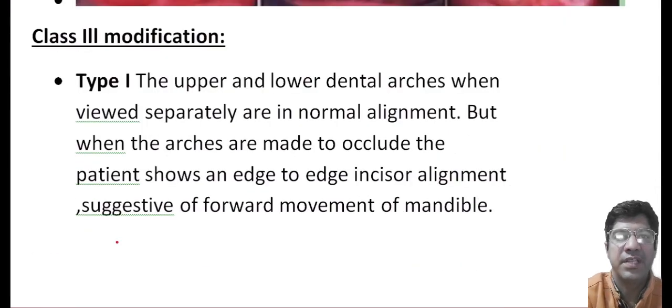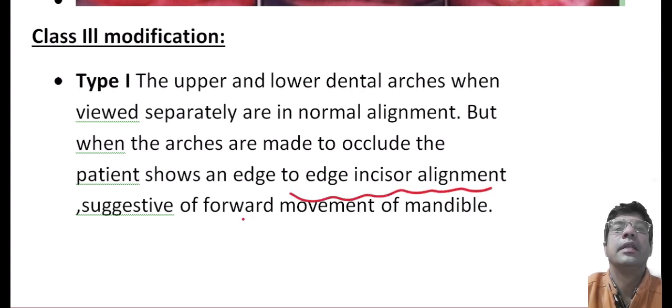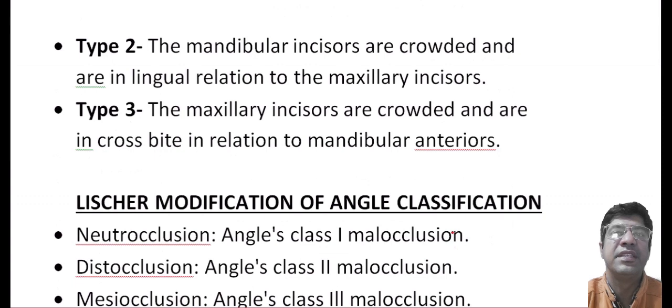The Class 3 malocclusion, he divided into three types. Type 1: when the upper and lower dentition, viewed separately, are in normal alignment, but when the arches are made to occlude, the patient shows edge to edge incisor alignment. That would be due to the forward movement of the mandible. Type 2: when the mandibular incisors are crowded and in lingual relation to the maxillary incisors. And Type 3 is when the maxillary incisors are crowded and in crossbite in relation to the mandibular incisors.